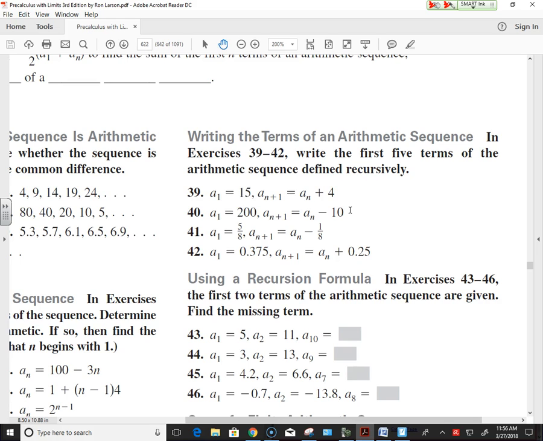But every time you go, like for instance, when you go to the second term, that'd be 1 plus 1. You'll get the first term, which is 200, and just subtract 10. So you're just going to follow the minus 10, minus 10, minus 10 pattern. Does that make sense? Yeah.